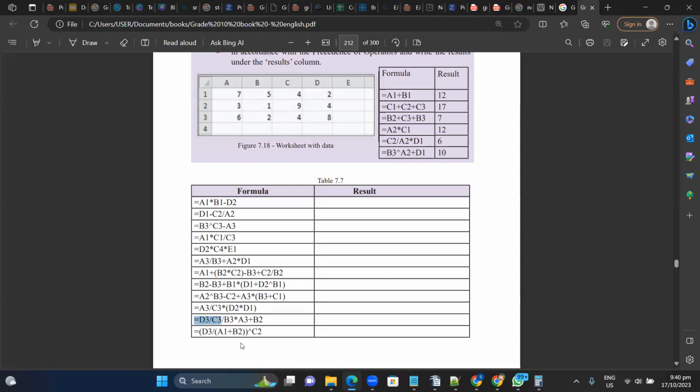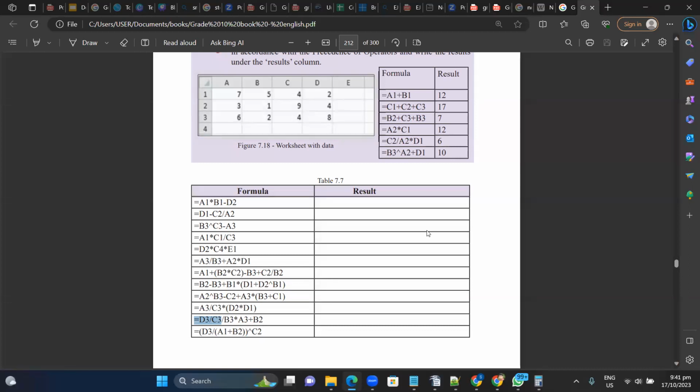Last one is bracket in bracket. Then D3 divided by A1 B2 will happen first. A1 is 7, B2 is 1, so 7 plus 1 is 8. D3 is 8. 8 divided by 8 is 1. 1 to any power, whichever power you take, the answer is the same.